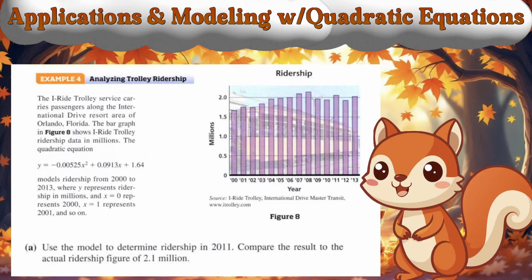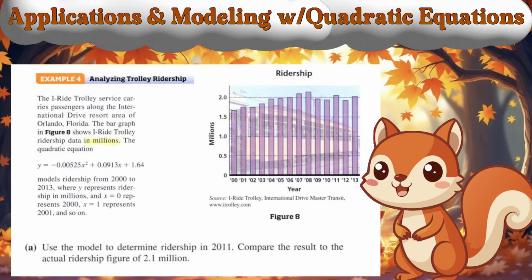The iRide trolley service carries passengers along the International Drive Resort area of Orlando, Florida. The bar graph in figure 8 shows iRide trolley ridership data in millions. Okay, in millions. That's going to be important. That's like your units. So if you get 1, it means 1 million. 1.2 is 1.2 million, which is really 1,200,000.